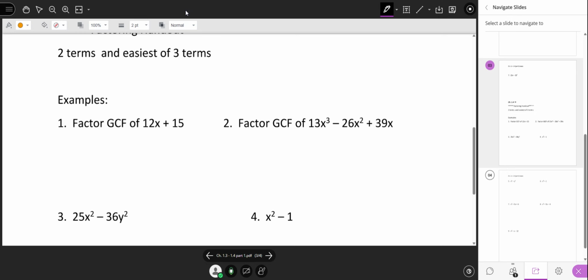Okay, we're getting into some exciting stuff now. We're getting into the factoring, and factoring is not going away. I promise. Even in chapter 6, you'll still be factoring.